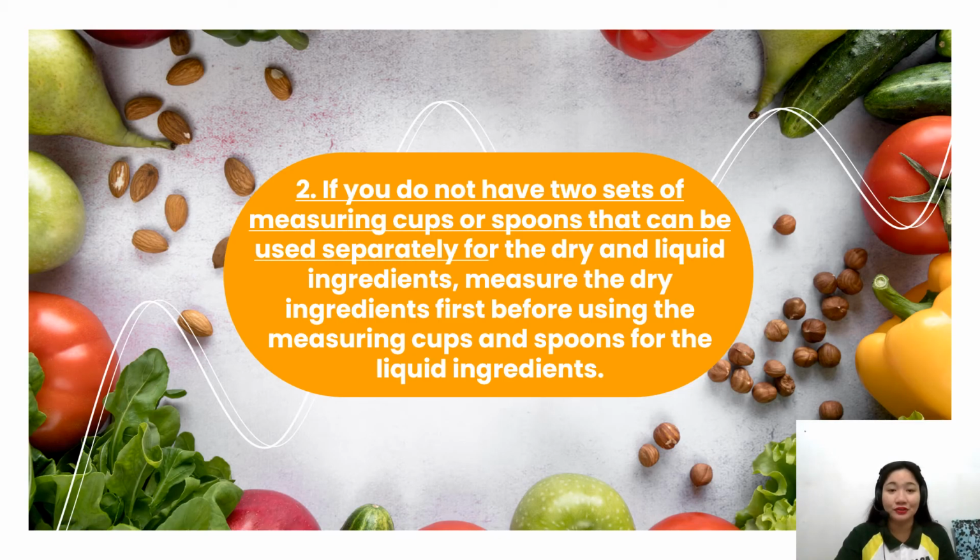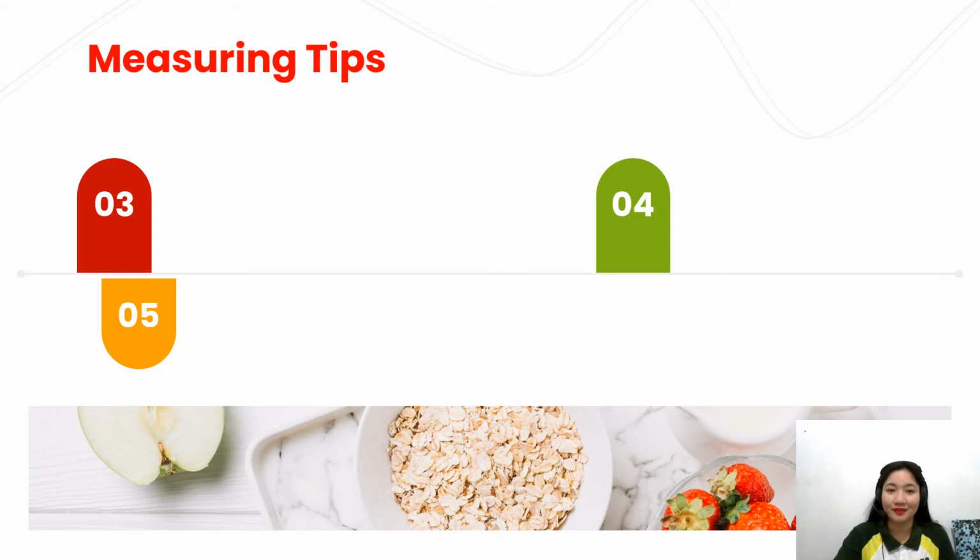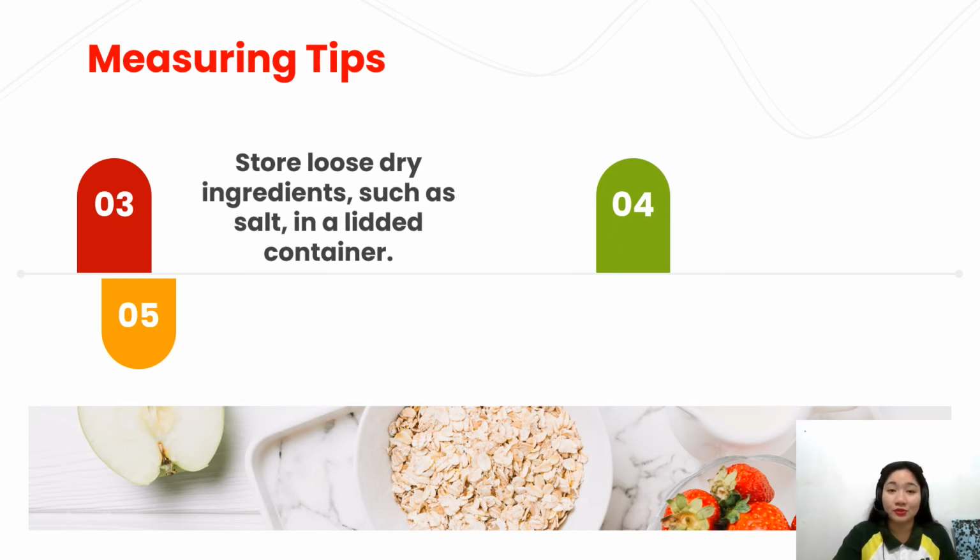If you do not have 2 sets of measuring cups or spoons that can be used separately for the dry and liquid ingredients, measure the dry ingredients first before using the measuring cups and spoons for the liquid ingredients. Store loose dry ingredients such as salt in a lidded container, so the ingredient can then be spooned out and leveled rather than trying to pour it into a measuring spoon and having it spill over the edges.